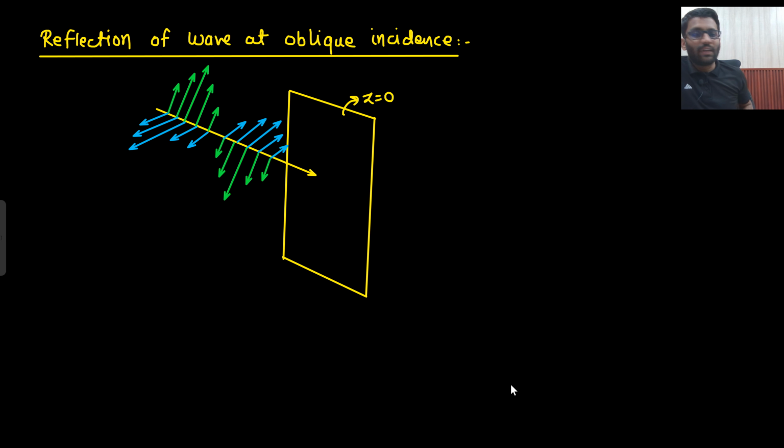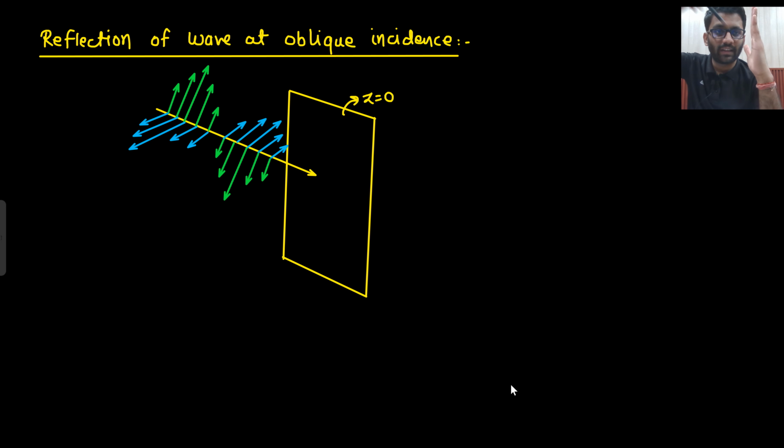Okay, so we have already studied normal incidence. In normal incidence, what was happening? This was our boundary plane. A wave was coming. It was striking like this, and it was being reflected, and some part was transmitted. So the wave was striking normally. It was striking normally like this.